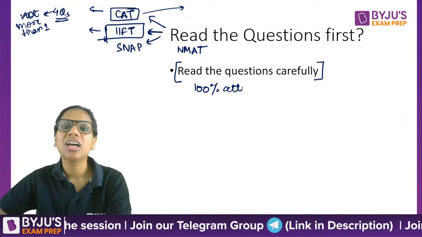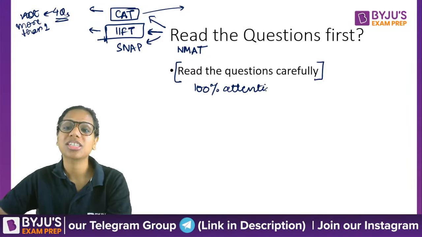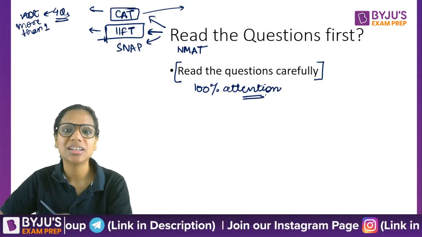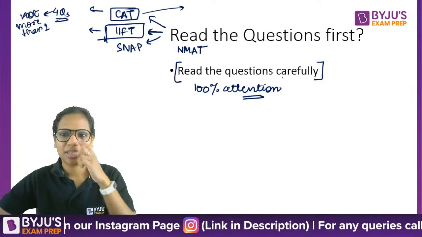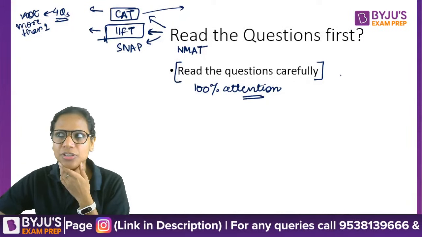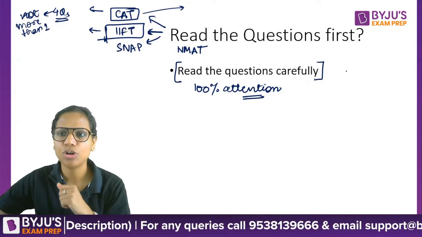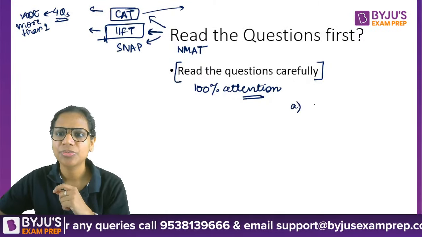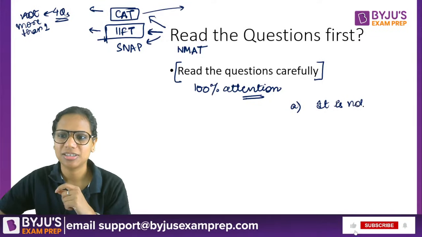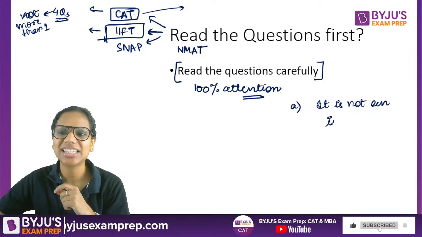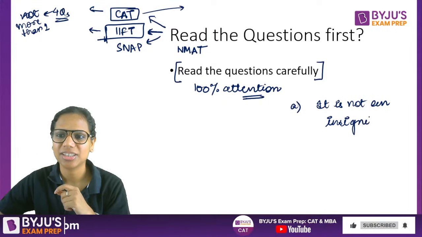When you read the options, give it your 100% attention. I'll give you an example. See this. This happened in a recent mock. The option said that it is not an insignificant factor. It is not an insignificant factor.